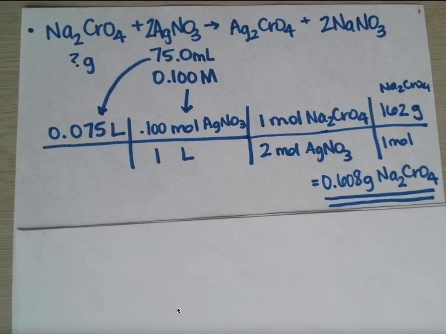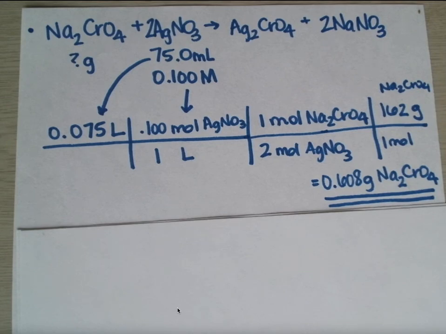All right, guys, I wanted to explain these example problems that are on the PowerPoint. Our first question asks us to find the mass of sodium chromate needed to precipitate all the silver ions out of a solution of 75 milliliters and a 0.1 molar silver nitrate solution.